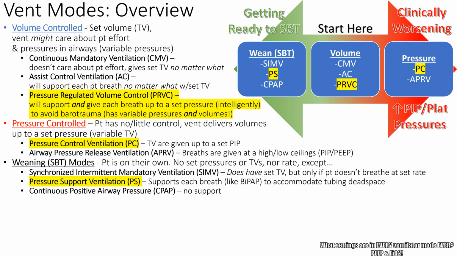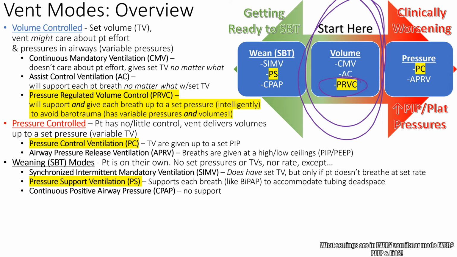All right, so again, overview. So here's where we start with everybody. Everybody starts at which mode? PRVC, right? And we'll talk in the next two slides why AC and CMV are not great. But PRVC is where we're going to start. That's where everybody kind of starts, right there in the middle of the road. And we assess, are they getting better or worse?